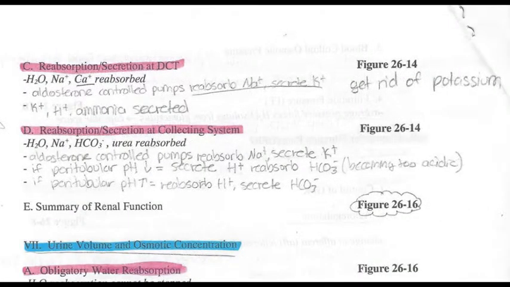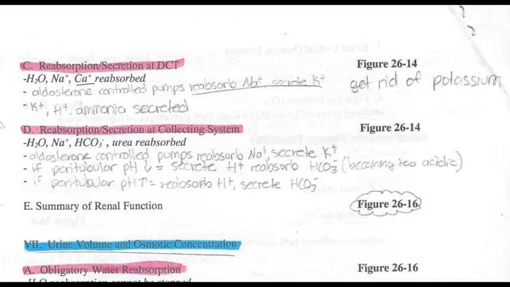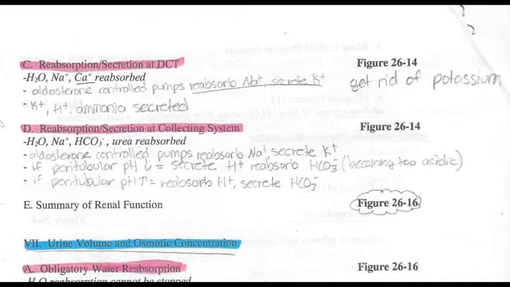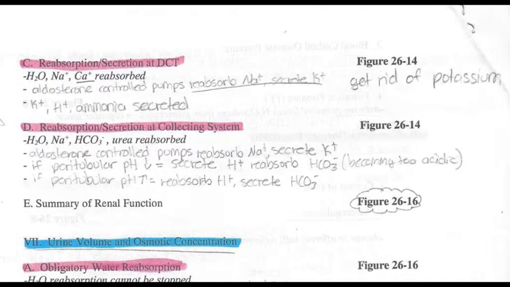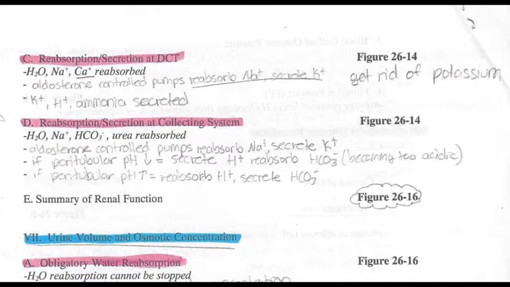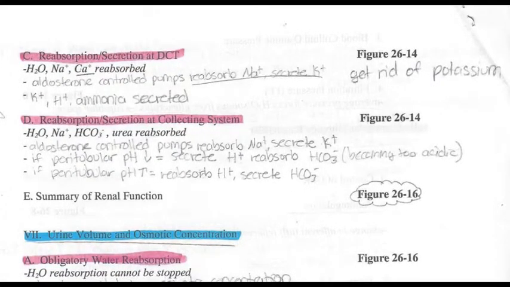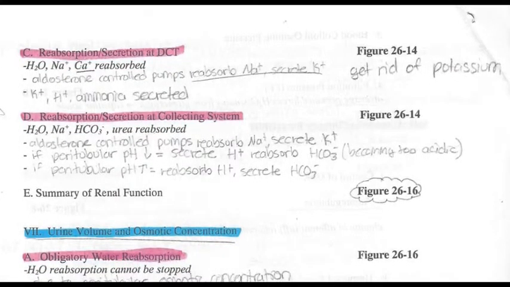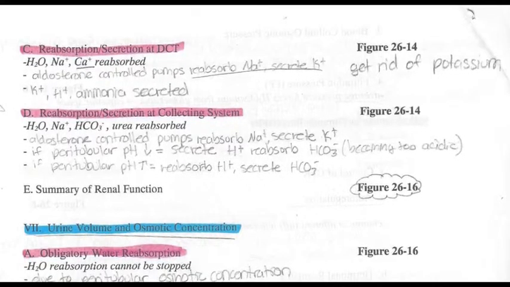C. Reabsorption and secretion at the DCT. Water, sodium, and calcium are reabsorbed. Aldosterone-controlled pumps reabsorb sodium and secrete potassium. Potassium, hydrogen, and ammonia are secreted.